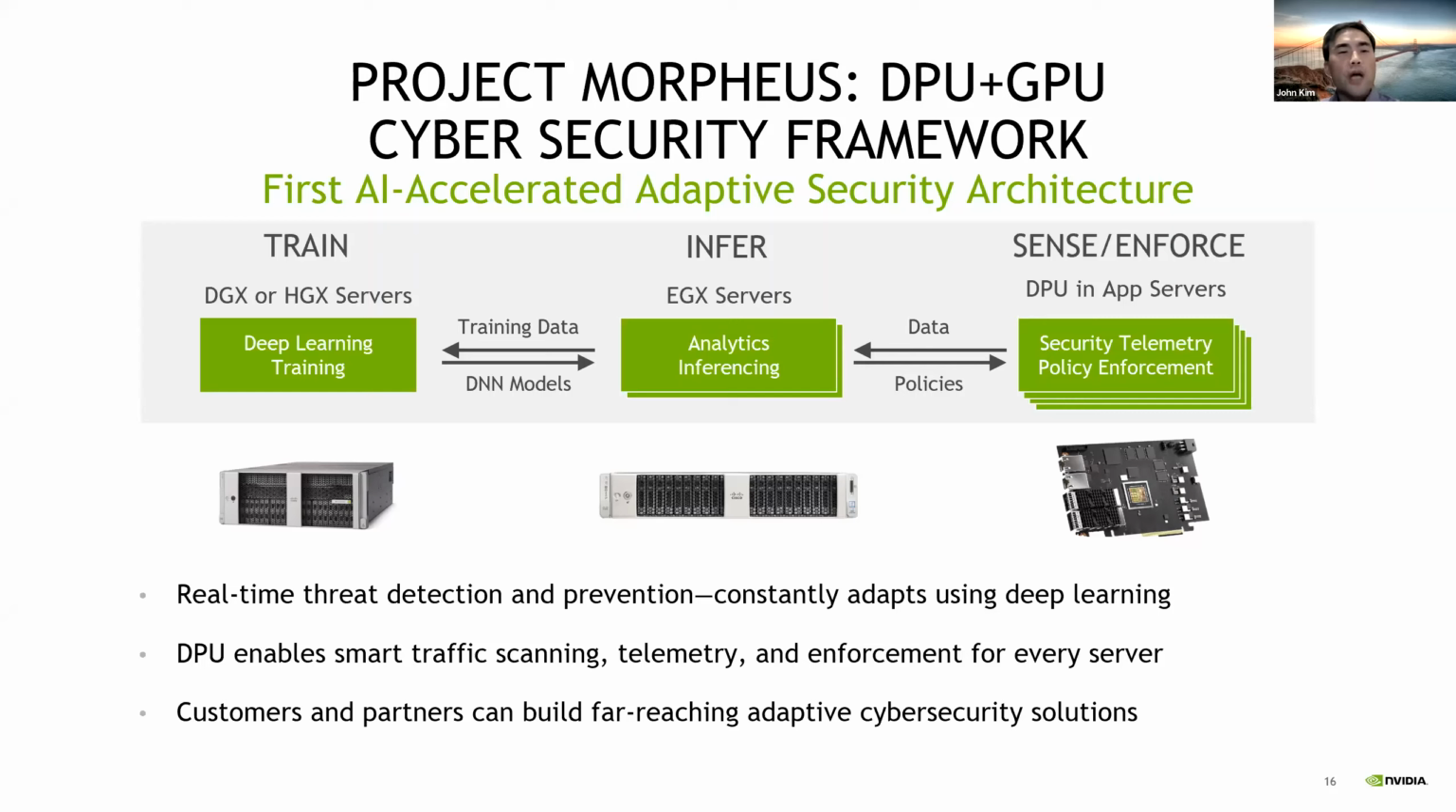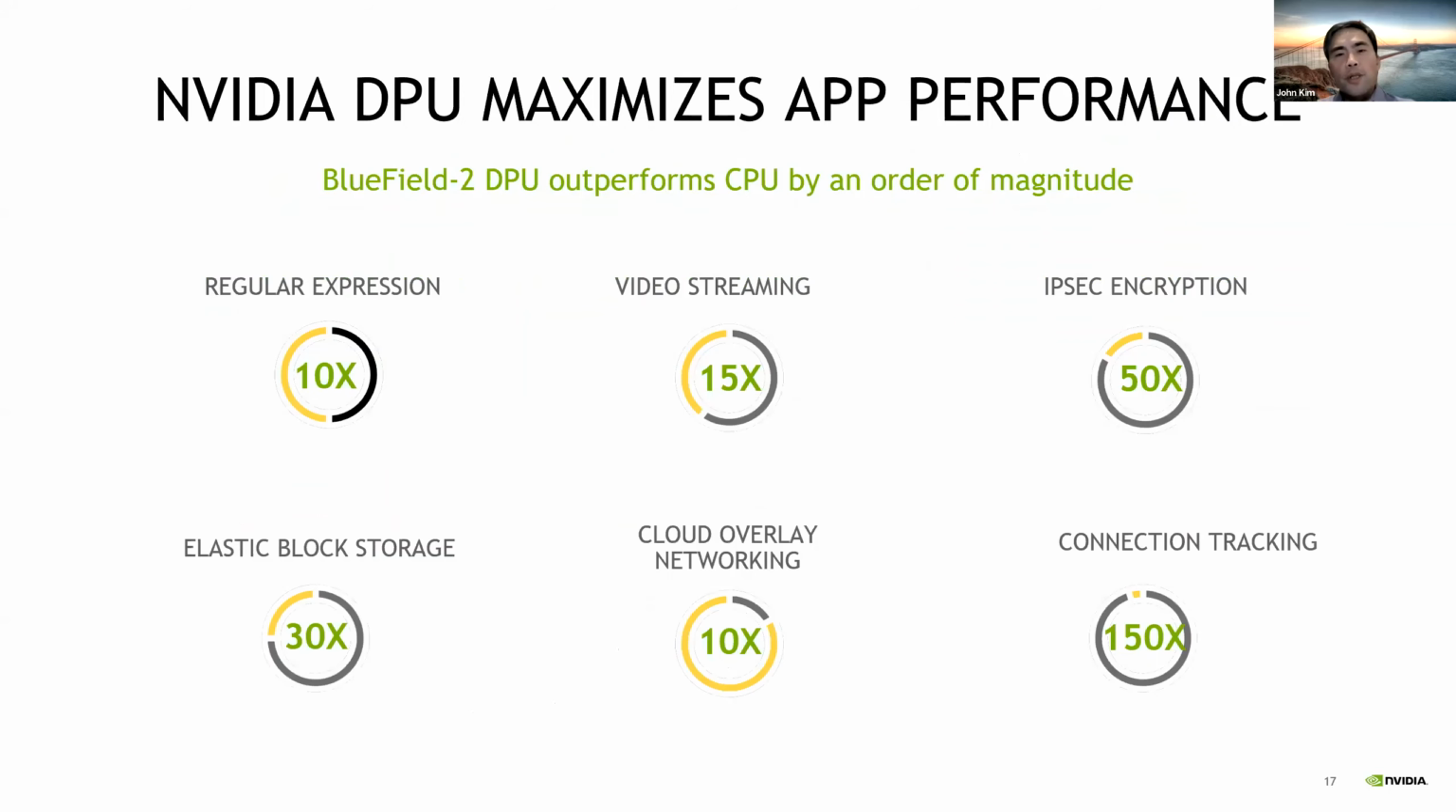So this is the first cybersecurity framework which allows you to have AI power and it's constantly adapting and changing and learning as it sees traffic and threats to detect new threats and stop malicious behavior, even if it hasn't seen it before. And this is a great platform for partners to build security solutions on using this NVIDIA framework. So to summarize, what we have with the DPU is the ability to maximize application performance and increase security while simplifying the management of large data sets.